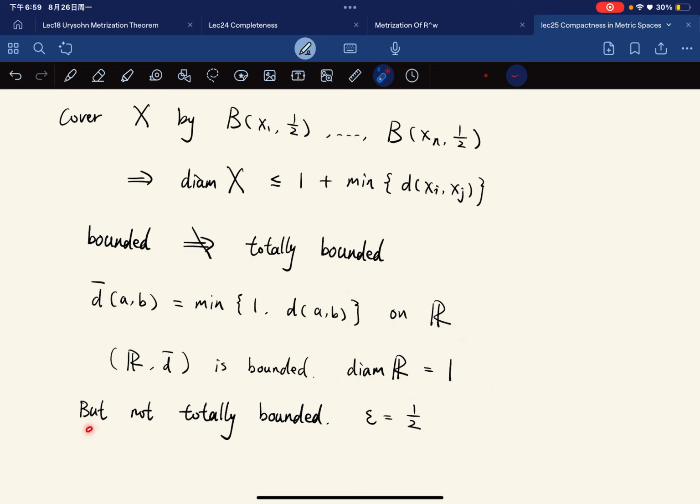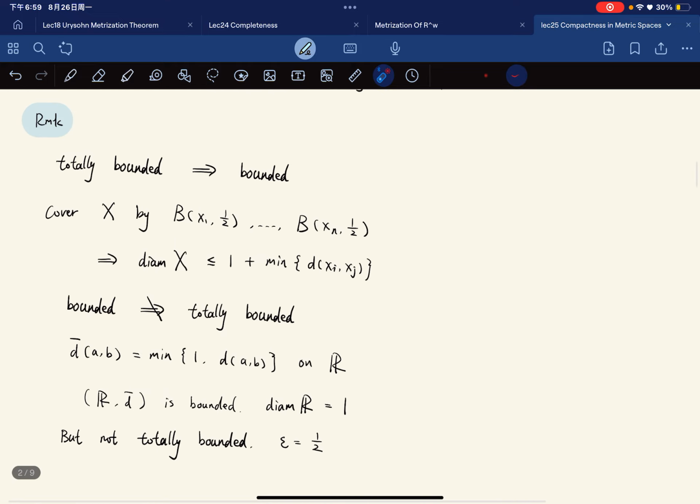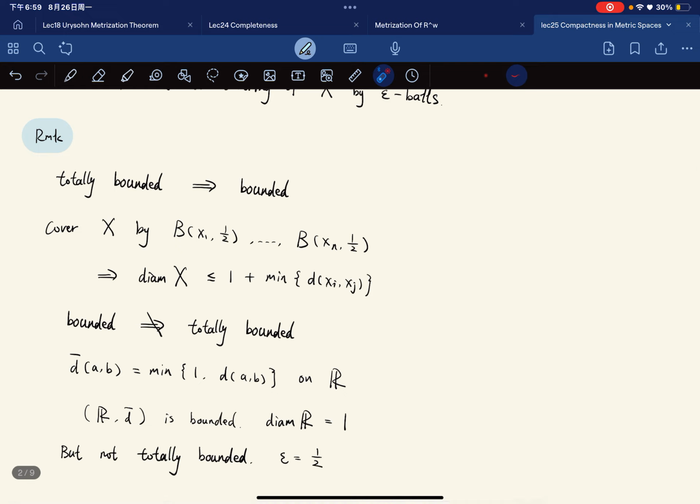But it is not totally bounded for epsilon equals 1/2. Because if epsilon equals 1/2, less than 1, then d bar is going to be equal to d. So how can you cover R by finitely many 1/2 balls? It's definitely impossible, right? Thus, totally bounded is strictly stronger... weaker than bounded. Okay.